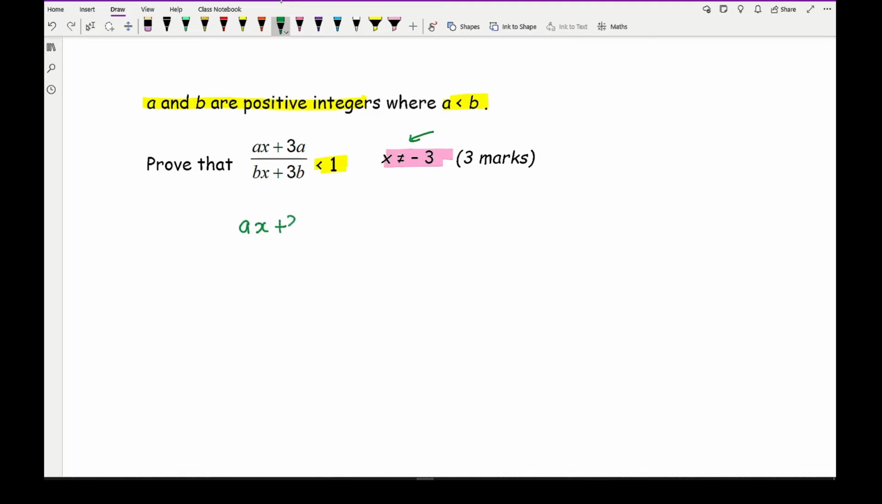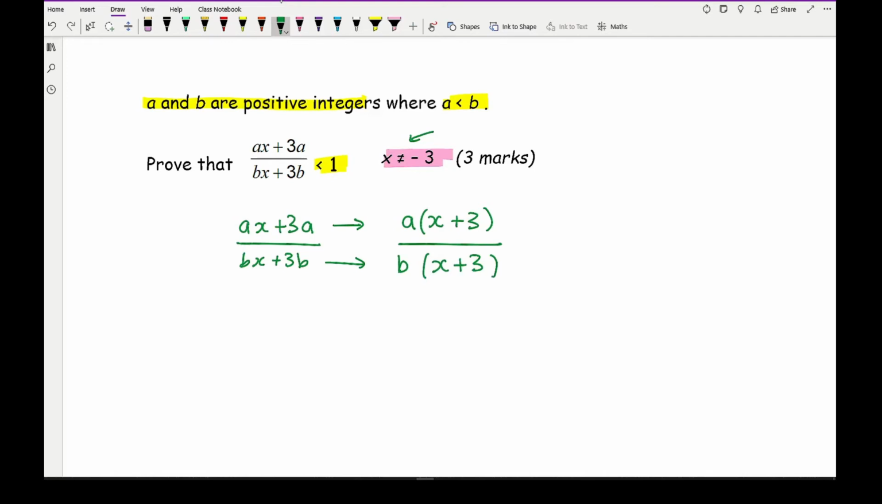Now, in terms of looking at ax plus 3a, and we've got bx plus 3b, one thing I should be able to spot, looking at the numerator and denominator separately, is that I can actually factorize the two things. A common factor in ax plus 3a is a, so I can factorize that with respect to a, and then I get x plus 3. And if I factorize the bottom, I also get a common factor of b, so I can take that out, and I have x plus 3 in there as well.